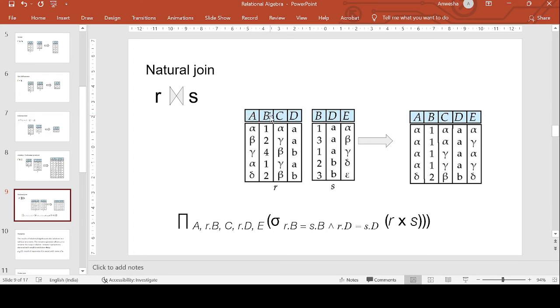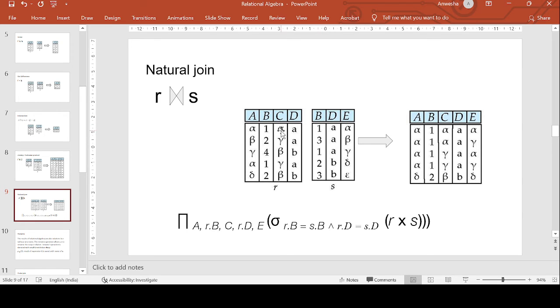So here we have 2 common attributes in R and S, B and D. So only common values will be considered. In the final table, the result table, the attributes will be A, B, C, D, E. Then here you can see alpha 1 A. So B, D: here the value of B is 1, D is A. Here also the value of B is 1, D is A. So these rows will be considered.